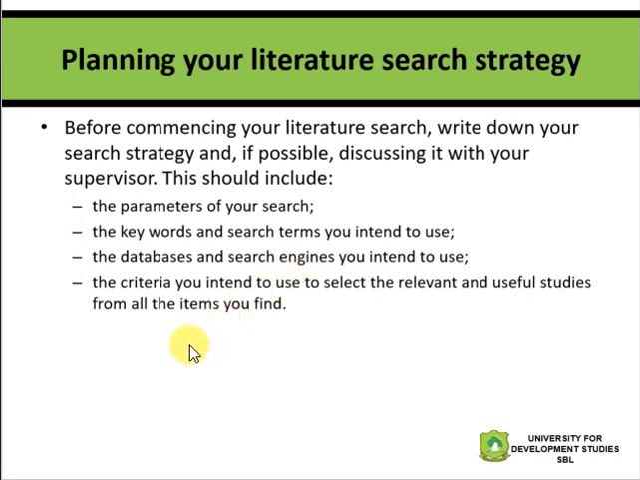Then you should also be able to tell the criteria you intend to use to select the relevant and useful studies from all the items you may have found. This is because if you have determined your search parameters and the keywords you want to use, and you go to the database and search, a lot of results will be returned, and you will need to use a criteria to sieve out what you want from the lot that may have been returned as part of your search results.